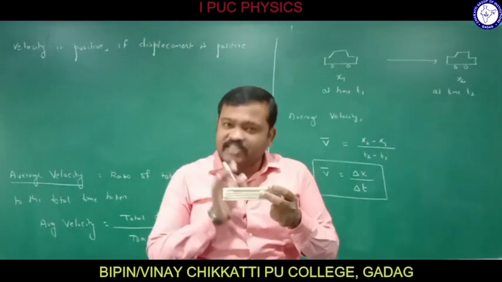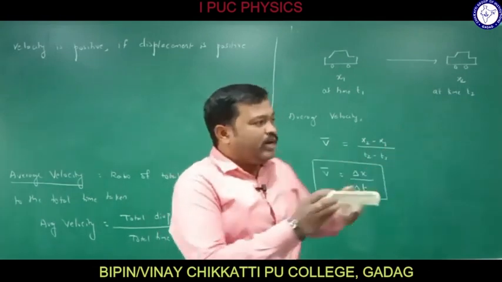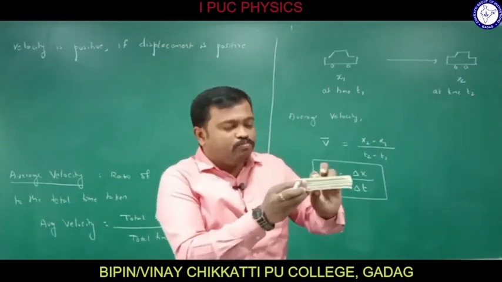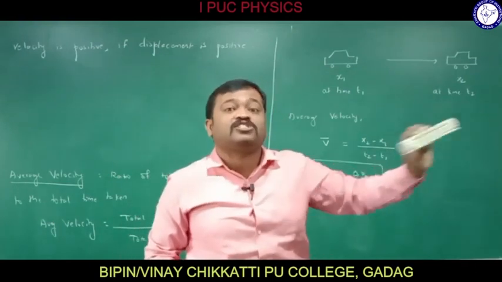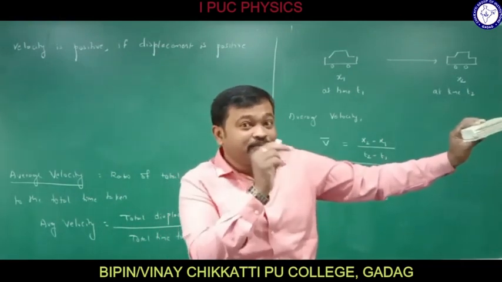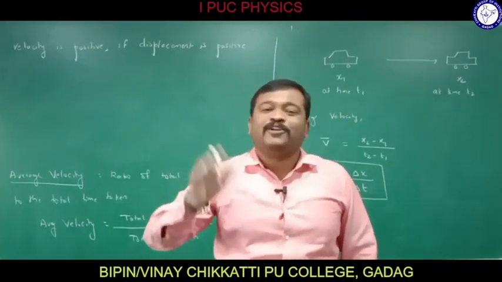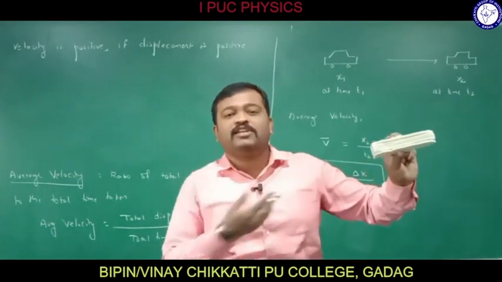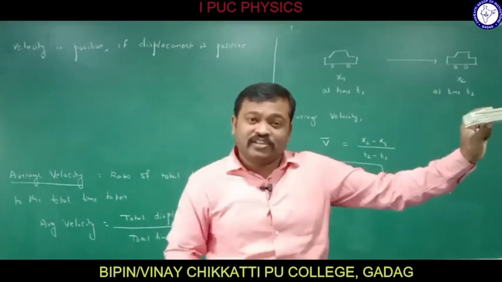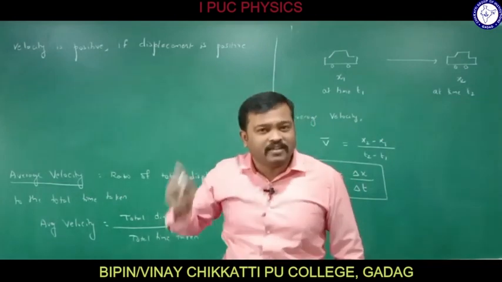I told you, if there is a bus stand, you consider the distance from the bus stand towards east as positive. If it is behind, let me take it as negative. If the car has crossed the bus stand, you can take that velocity as positive. Why? Because displacement is positive. Velocity depends upon the displacement. If a car is crossing the bus stand and moving forward, displacement is positive, so the velocity is positive.